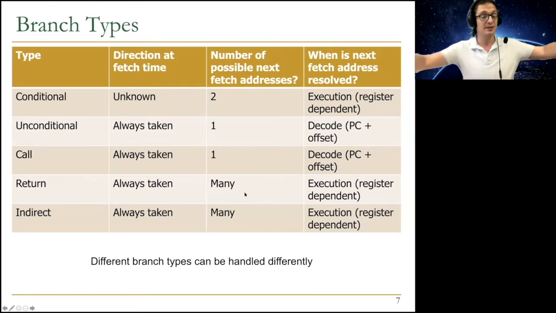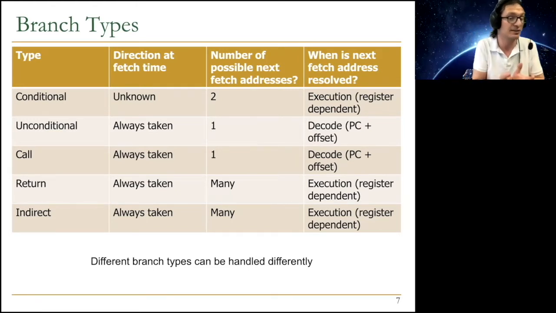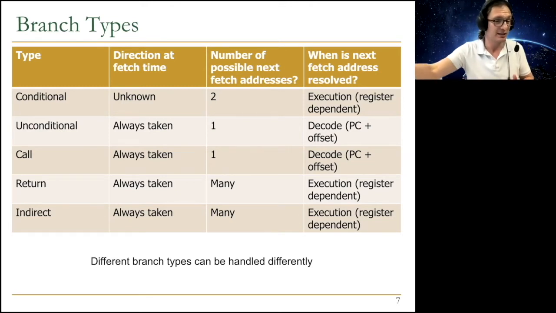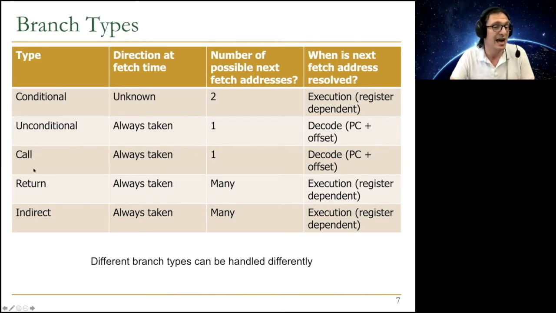Return instructions are also similar, except the number of possible fetch addresses for returns can be many, because you may have many different call sites calling the same function, right, in a program. And you need to be able to return to the real caller, basically. That's why we save the address of the instruction after the call onto the stack, such that the return instruction can pop it and return back to it by jumping to the address in that register.